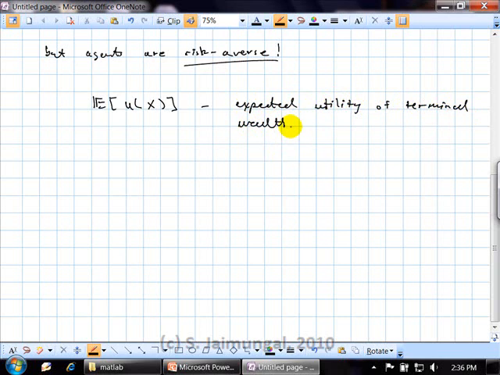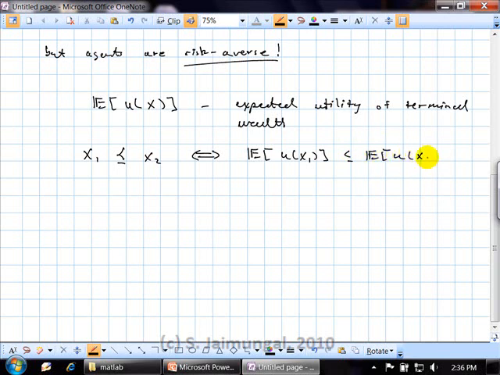Now, this itself does not tell me how to price anything. It simply tells me that if I'm going to compare two things, let's say I have random outcome 1 and random outcome 2, and I want to know whether I prefer random outcome 2 to random outcome 1, I would compute the expected utility of random outcome 1, compute the expected utility of random outcome 2, and whichever is larger, that's the one I prefer. So this is sort of a curly less than or equal to sign, which means I prefer x2 to x1 if and only if the expectation of u of x1 is less than the expectation of u of x2. You can put the less than or equal to sign there.